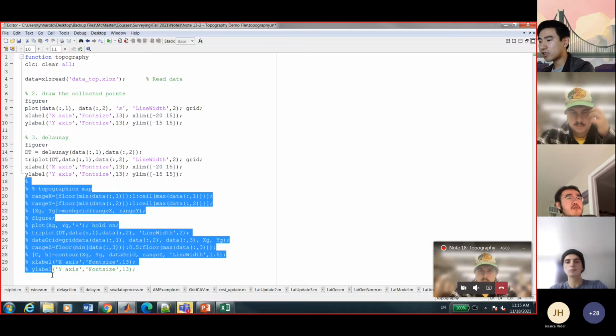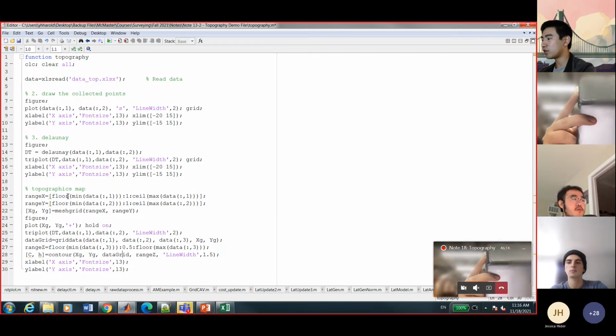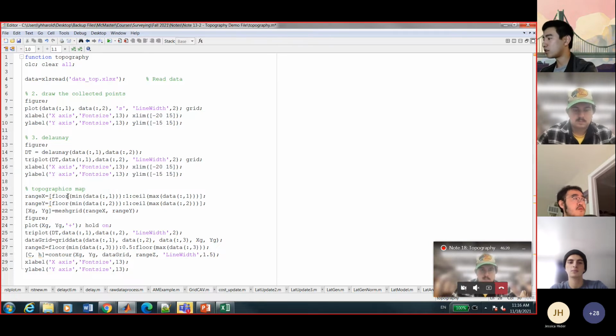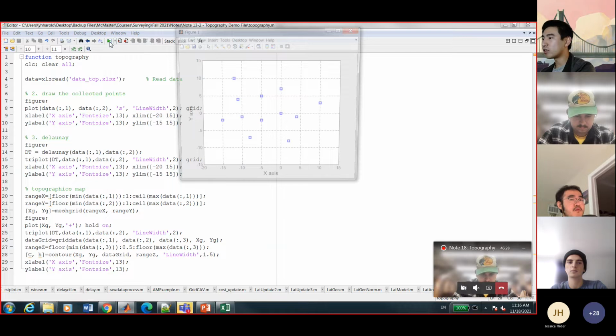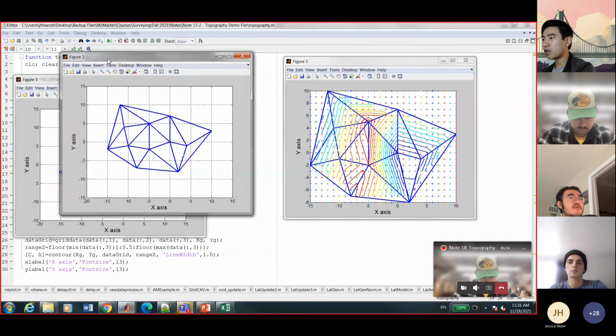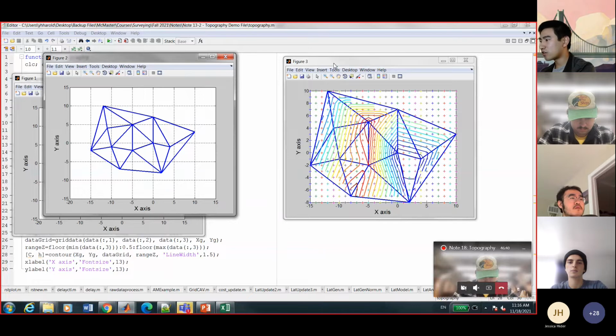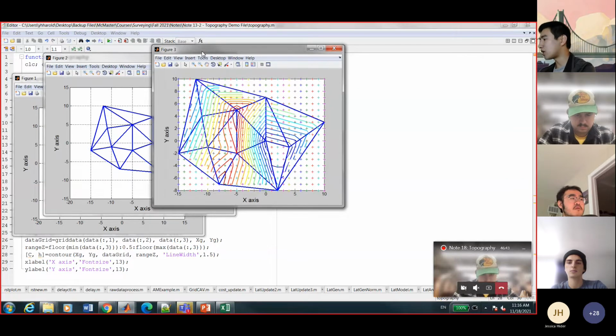And the last step is the generation of the topographic map. Here we will have the mesh grid figure, and we find out the contour lines with the same elevations from the triangulation that we generated. You do that as a rounded simulation, and with that we have the first figure to show you where the points are. The second figure shows the triangulation, and the third figure shows you the topography map.